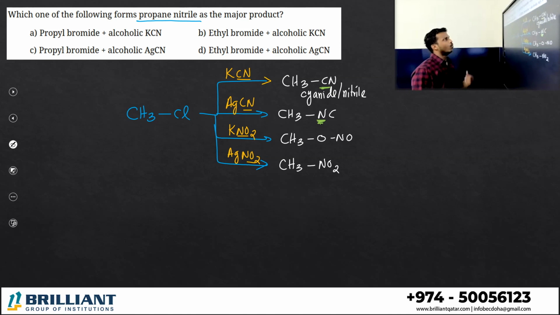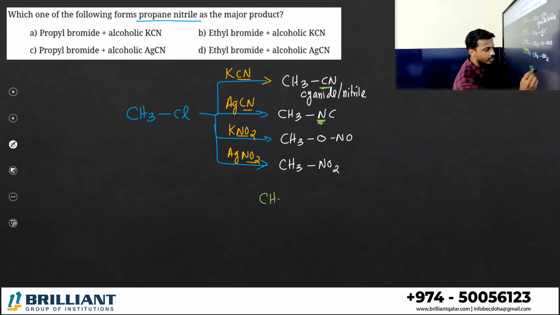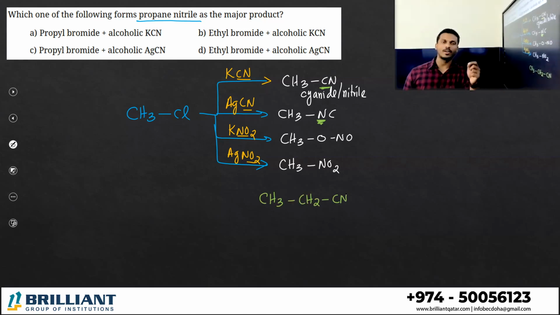Okay. What we want to get here? Propane nitrile. What is nitrile? Cyanide. Propane nitrile, what is the structure? CH3, CH2, CN. You know, student, carbon in the cyanide group also we will count while taking the parent chain. So total 1, 2, 3 carbon atoms. This is the compound propane nitrile or propane cyanide. Okay. I want to get this compound.